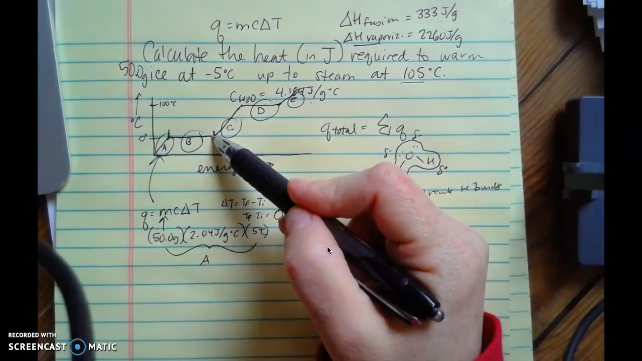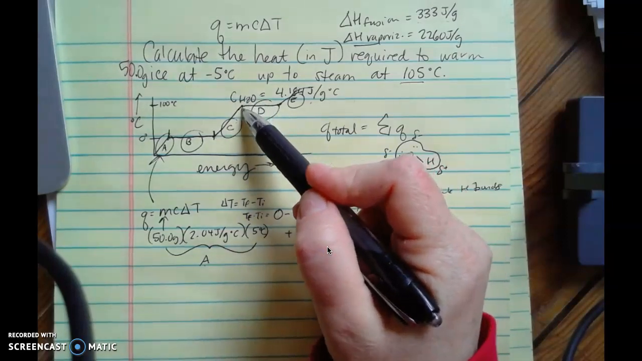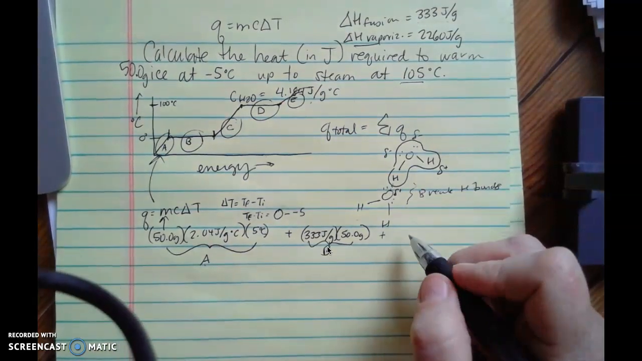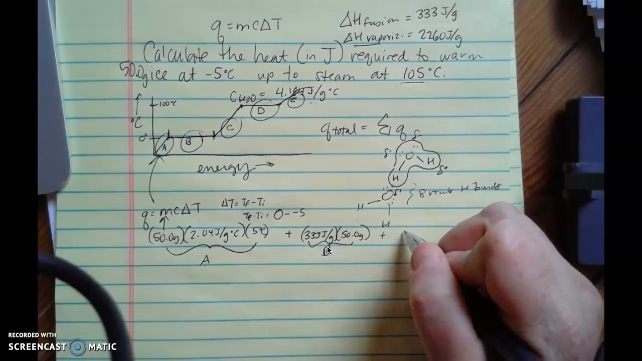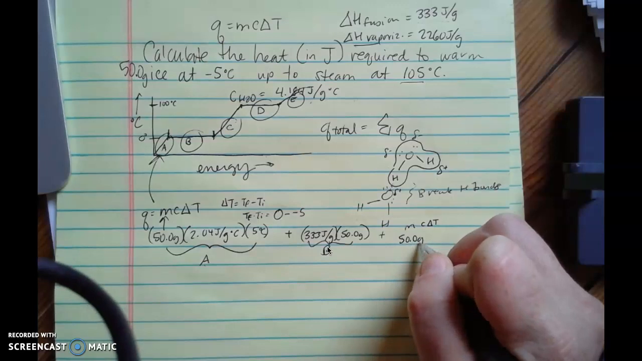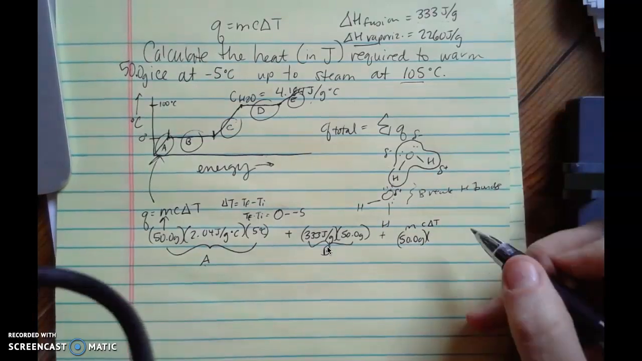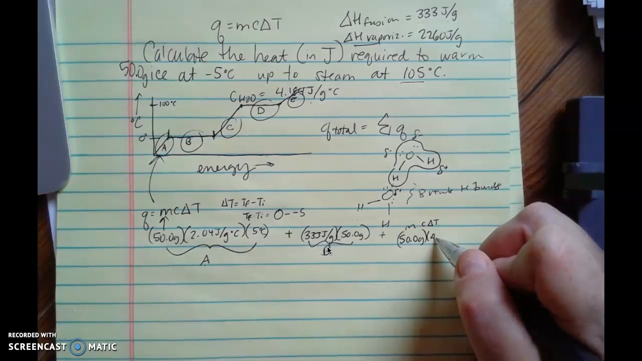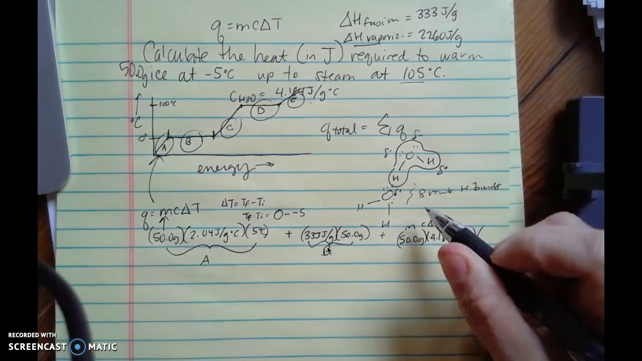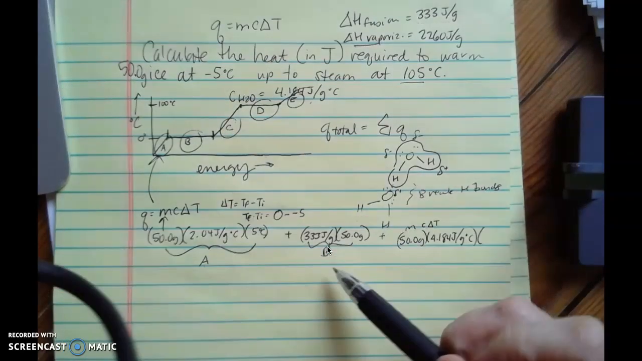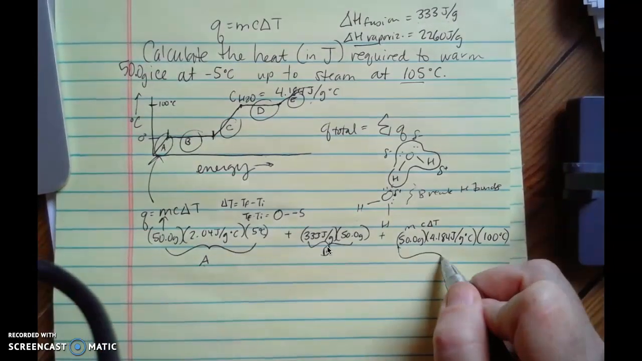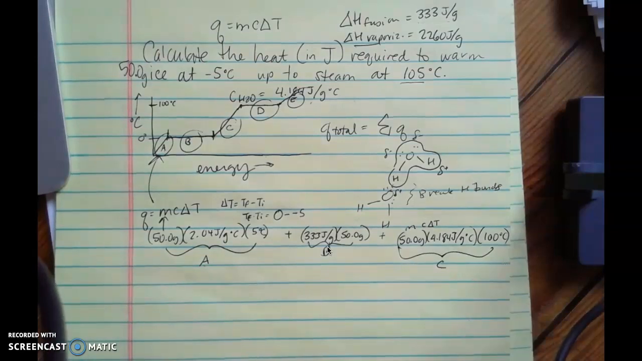To warm that water from 0 degrees up to its boiling point, up to its vaporization point, would be the energy for segment C, and that would be Q equals MC delta T. So MC delta T for our water would be 50 grams again. Now the C we're going to use is the specific heat capacity of water, 4.184 joules per gram degree Celsius. And the temperature change, my final is 100, my initial is 0, so that is a 100 degrees Celsius temperature change. And that's segment C.